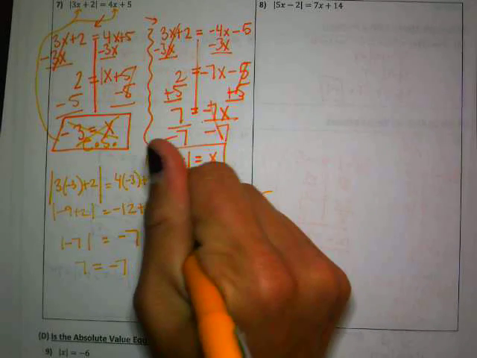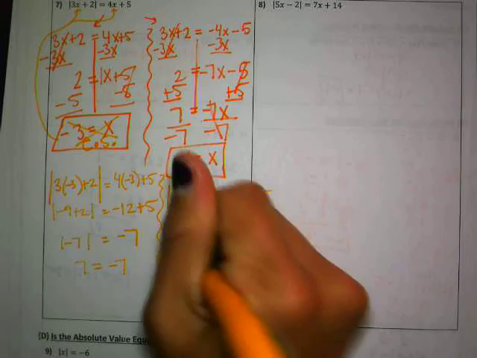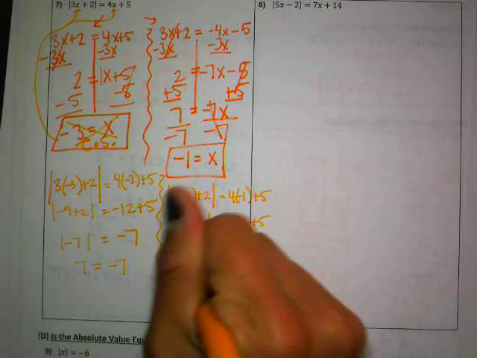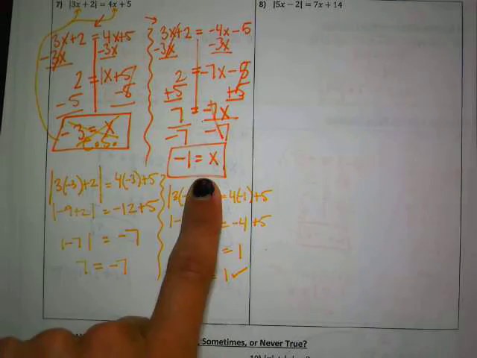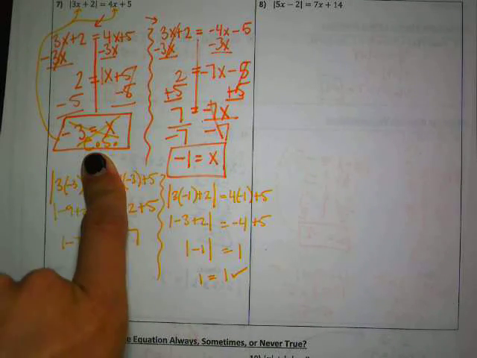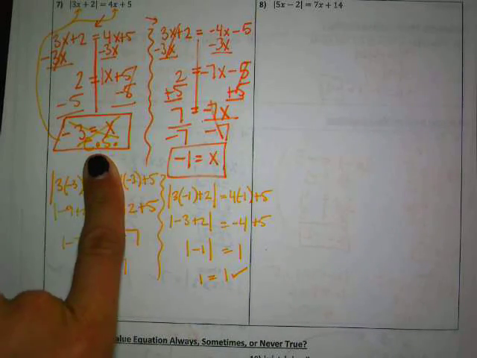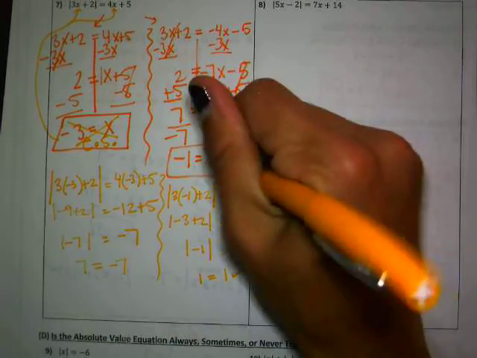3 times negative 1 is negative 3 plus 2, which gives you a negative 1, and the absolute value of negative 1 is 1. So yay, that one works. So this is my solution. This one is extraneous. So what do we put? Solution? Check. You can check it, or you can just leave it boxed.